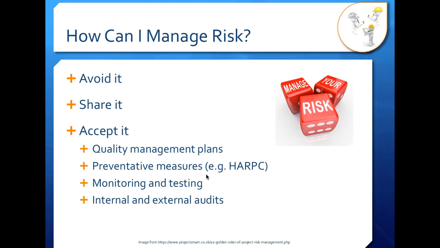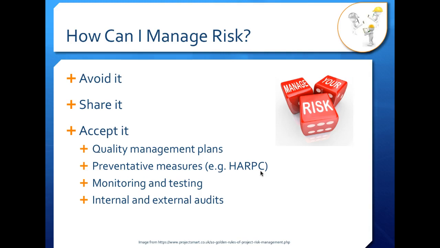That includes preventative measures, especially the new HARPC program, which is an updated version of HACCP, and the RPC and HARPC, that is risk-based preventative controls. So we are paying more attention now in the food industry to risk. What is it? How can we prevent it or at least reduce it to a tolerable level?